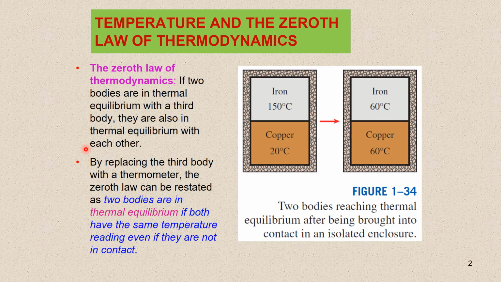It may seem silly that such an obvious fact is called one of the basic laws of thermodynamics. However, it cannot be concluded from the other laws of thermodynamics, and it serves as a basis for the validity of temperature measurement. By replacing the third body with a thermometer, the zeroth law can be restated as: two bodies are in thermal equilibrium if both have the same temperature reading, even if they are not in contact.